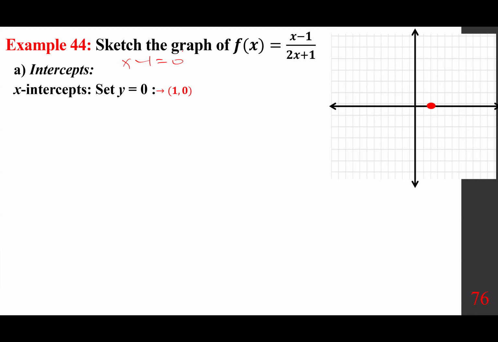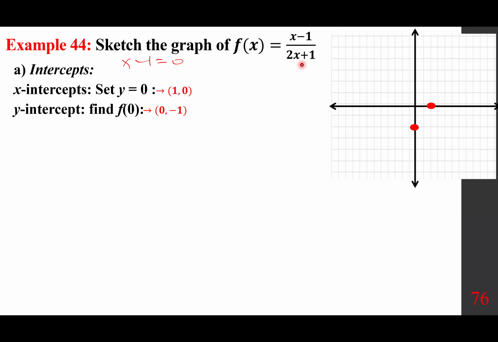Y-intercept means f of 0. Replace the x with 0, we get -1 over +1. So (0, -1). And so we have those two pairs.